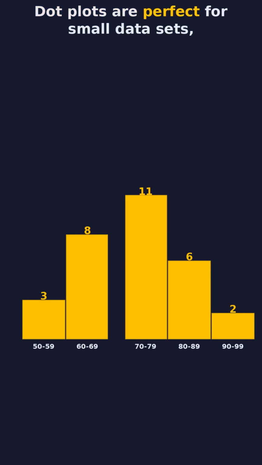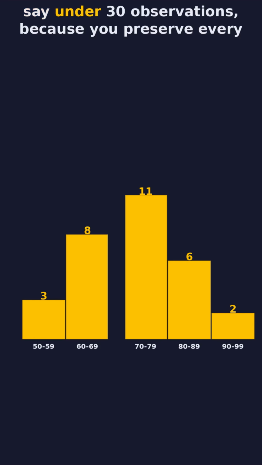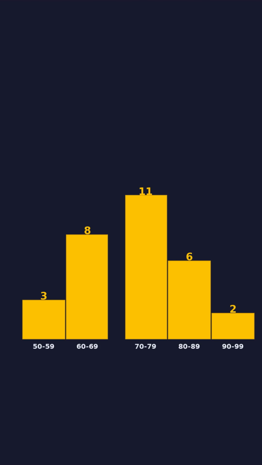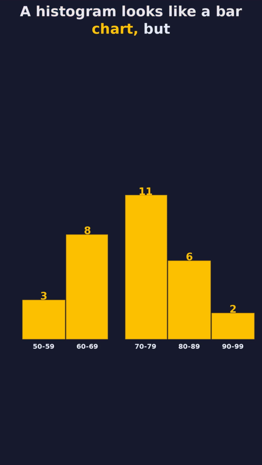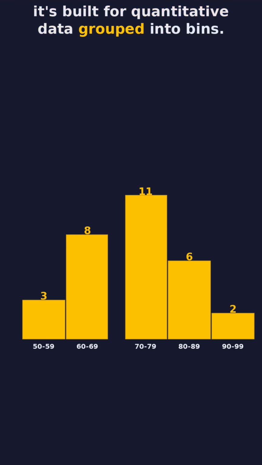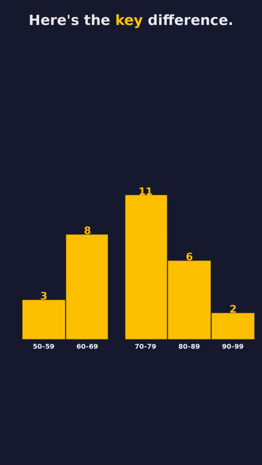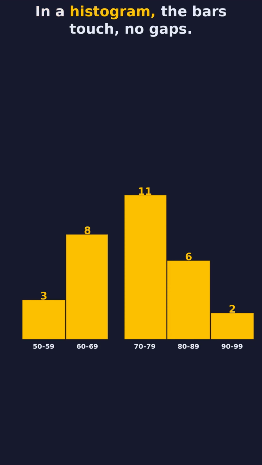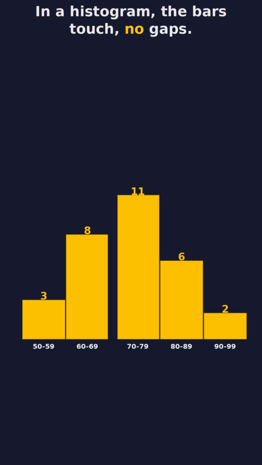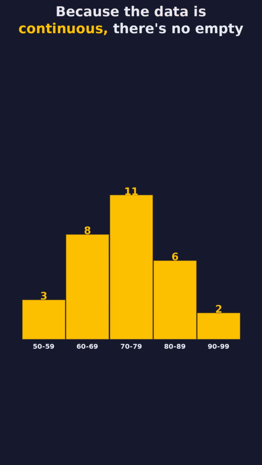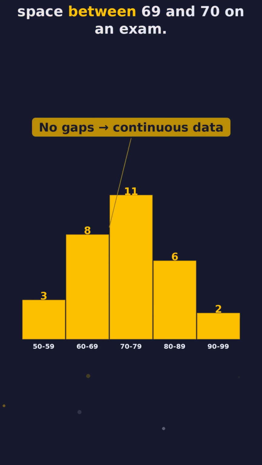Dot plots are perfect for small datasets, say under 30 observations, because you preserve every single data point. A histogram looks like a bar chart, but it's built for quantitative data grouped into bins. Here's the key difference. In a histogram, the bars touch. No gaps. Because the data is continuous, there's no empty space between 69 and 70 on an exam.